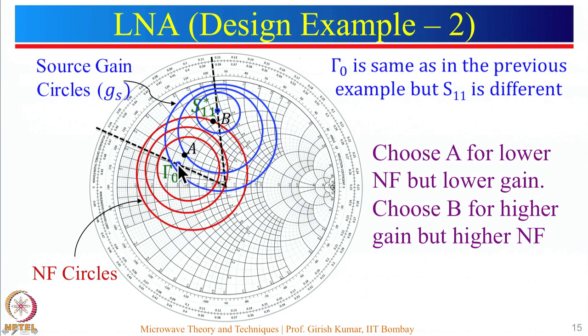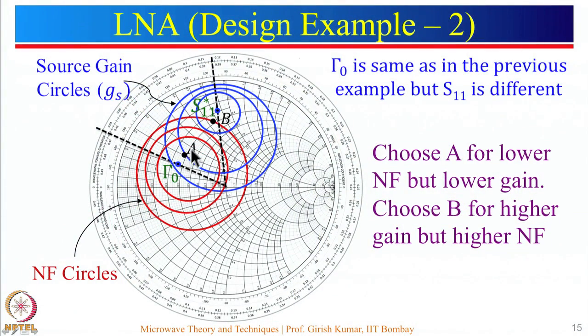So, draw a line between gamma 0 and S11 conjugate. That line will basically correspond to the two circles which are intersecting each other. So, it is better to choose any point along this particular line. If you choose this point, that will be the lowest noise figure, but lower gain also, and if you choose this particular point, then it will be maximum gain and poorer noise figure. So, any point over here can be chosen depending upon the desired gain value or desired noise figure.